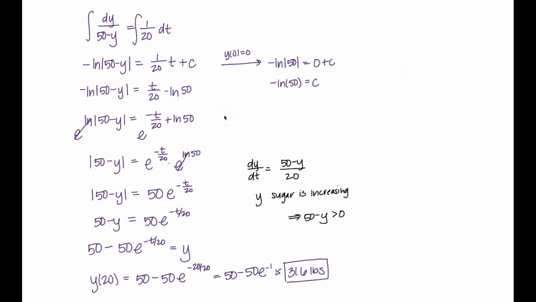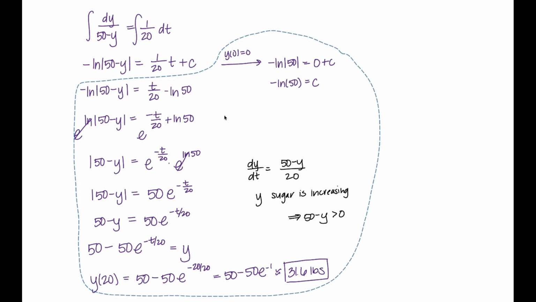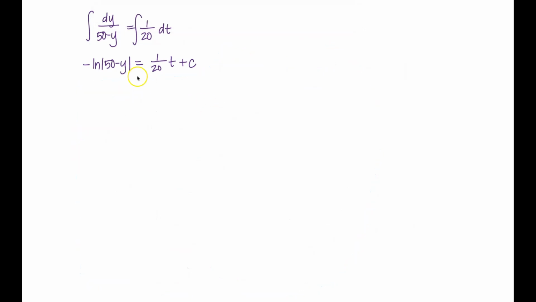So what I'm going to do is erase all of the work after evaluating the integral. So I'm not going to solve for c right away. We evaluate the integral, and then instead of solving for c immediately, I'm going to move forward with trying to isolate y. So I'm going to get the natural log by itself. I'm going to multiply through by the negative, and that's going to give me natural log of absolute value of 50 minus y is equal to negative t over 20 minus c.